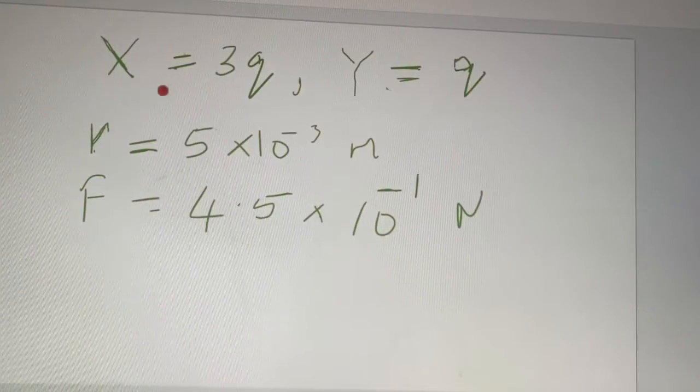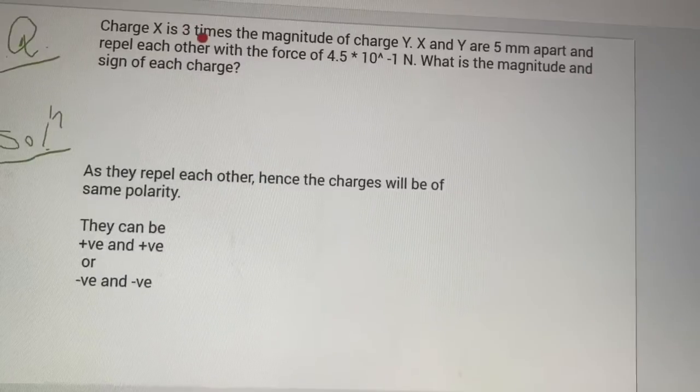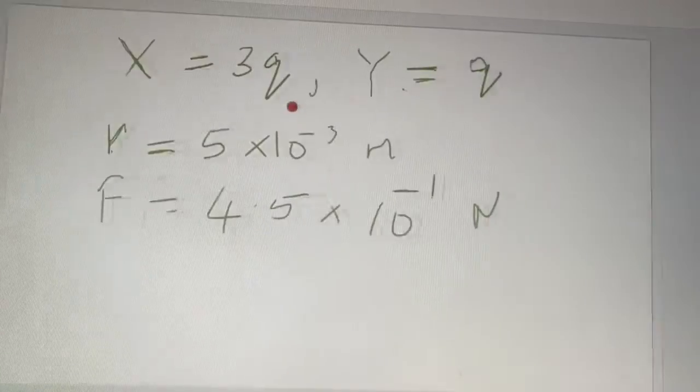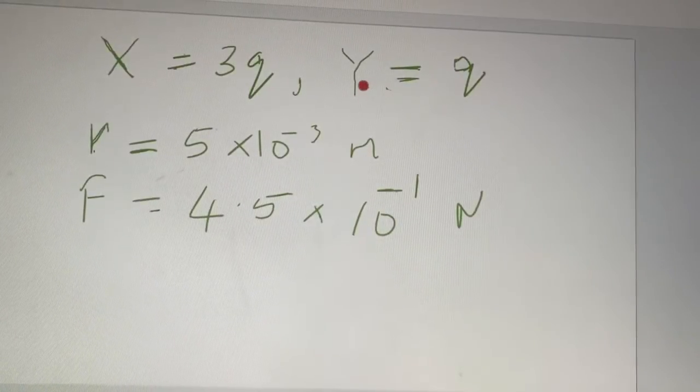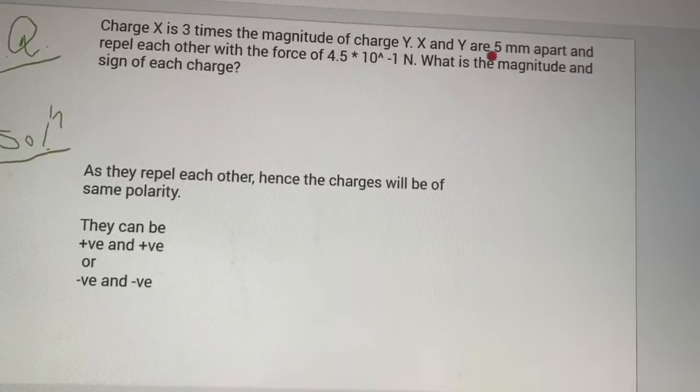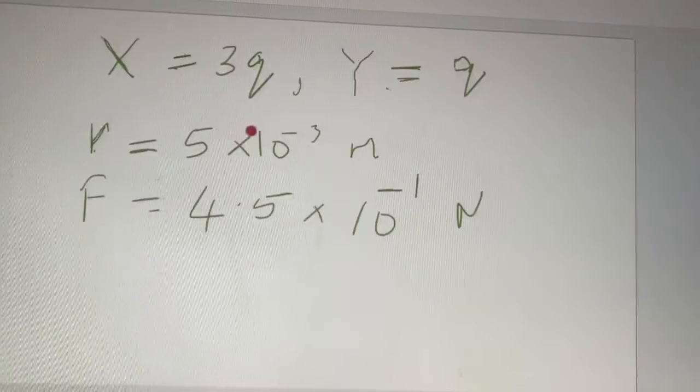So here we are writing everything that is given. I'm using x is equal to 3 times q because the charge of x is 3 times the charge of y. So I have chosen charge of y is equal to q, and hence the charge of x becomes 3q. Now the distance between them, we have to convert 5 millimeters to meters. So that will become 5 times 10 to the power minus 3 meters. And the force is given, which is 4.5 times 10 to the power minus 1 Newton.